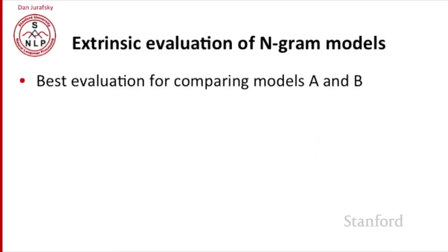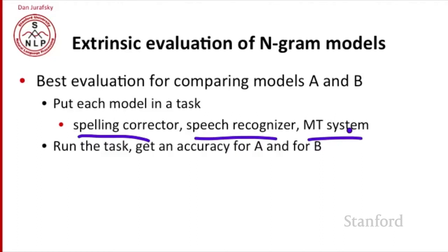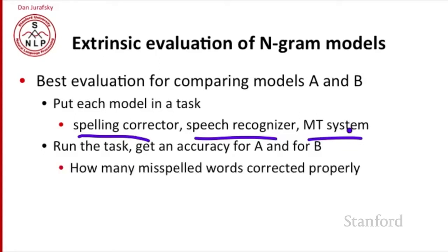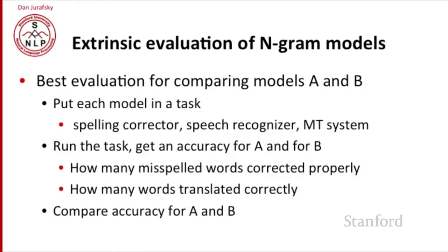So what are these evaluation metrics? The best way of comparing any two language models, A and B, is to put each model in a task. So we're going to build our spelling corrector or speech recognizer or MT system, whatever our application is that uses language models, we'll put our language model in there. And now we'll run our task and we'll get some accuracy for the system running with model A, and the system running with model B. Perhaps that's how many misspelled words are corrected properly if we're doing spelling correction, or how many words are translated correctly if we're doing translation. And now we just compare the accuracy of the two models. Whichever model has a higher accuracy is the better language model.